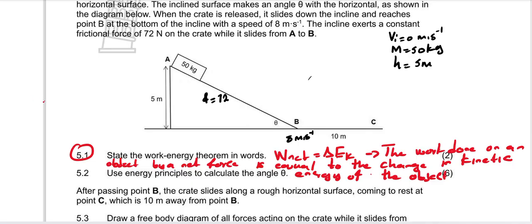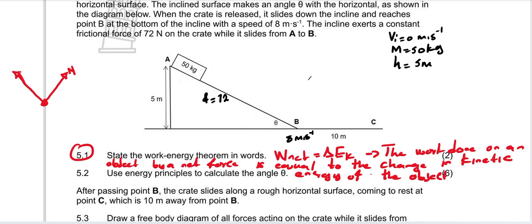Let's draw our free body diagram while our object was moving from point A to point B. We have our normal, which will be like this. This is our N. And then we have our friction. The friction always opposes the motion of the object. Since the object was moving downwards, the friction is going upwards. So here we have our friction.